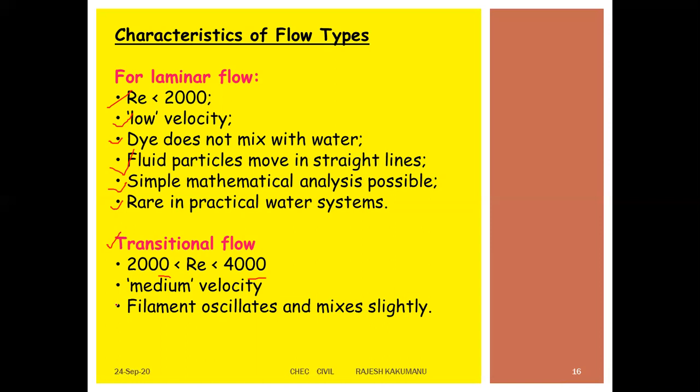Next, the filament oscillates and mixes slightly. In this case, due to the higher velocities, the filament, the dye we are using, will oscillate due to the higher discharge and mix with the water. This type of phenomenon is nothing but transitional flow. Here it is oscillating and mixes slightly when compared to laminar flow. Therefore, we are getting the transition type of flow.